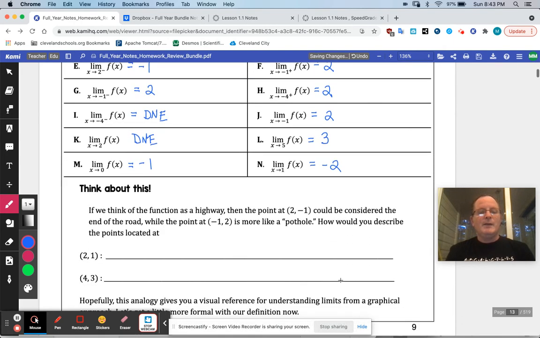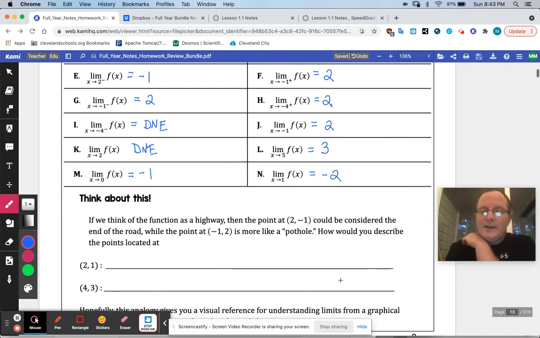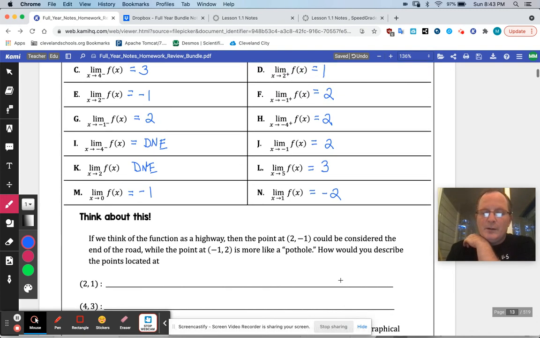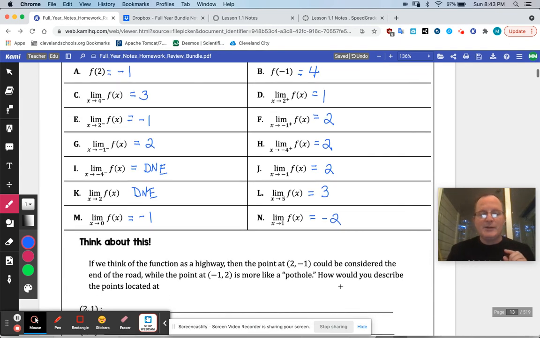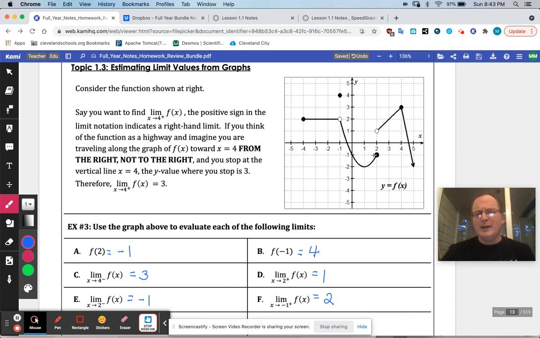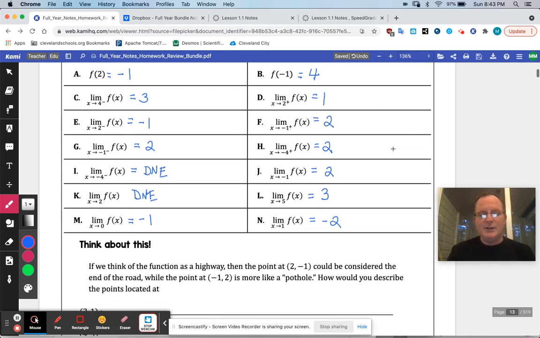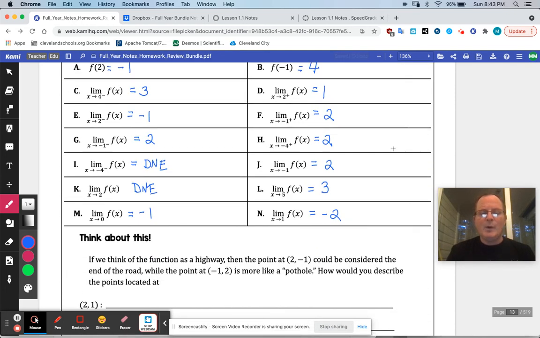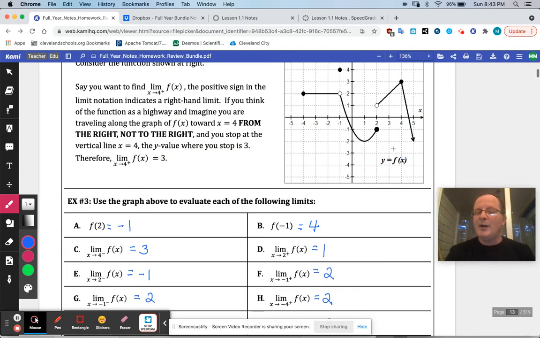If we think of the function as a highway, then at (2, -1) could be considered the end of the road. So that road's going, and we just can't get there. It just picks up somewhere else and goes. I like that analogy. While at (-1, 2) is more like a pothole. A little less than a pothole because that is a single point, so you wouldn't even notice it if you were driving.